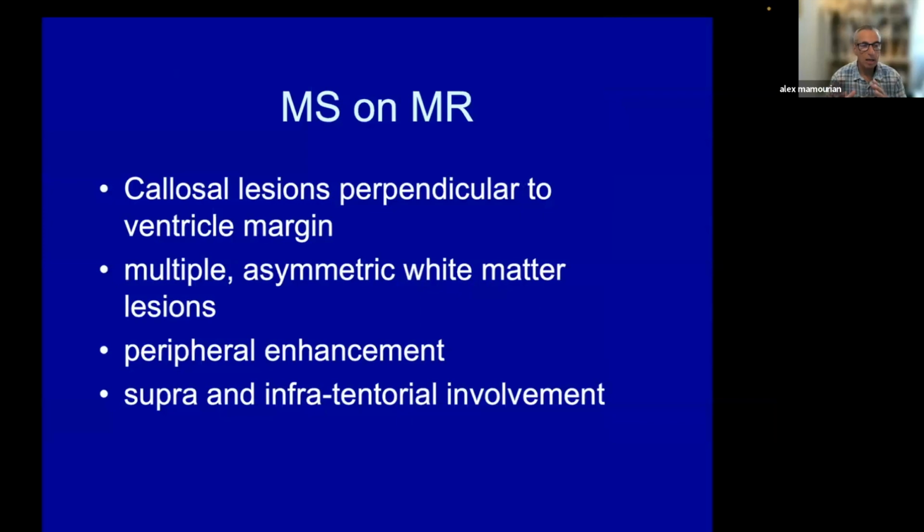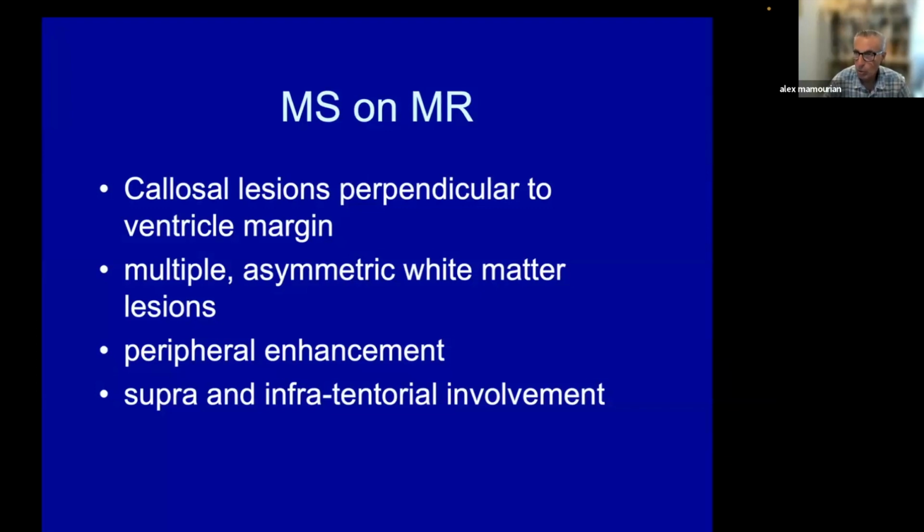So again, just to highlight some of these typical imaging features, these are lesions involving the corpus callosum and white matter lesions perpendicular to the ventricular margin. The lesions are usually asymmetric. There can be enhancement with active disease, although the enhancement is typically peripheral, although not always. And you frequently will see supra and infratentorial involvement.